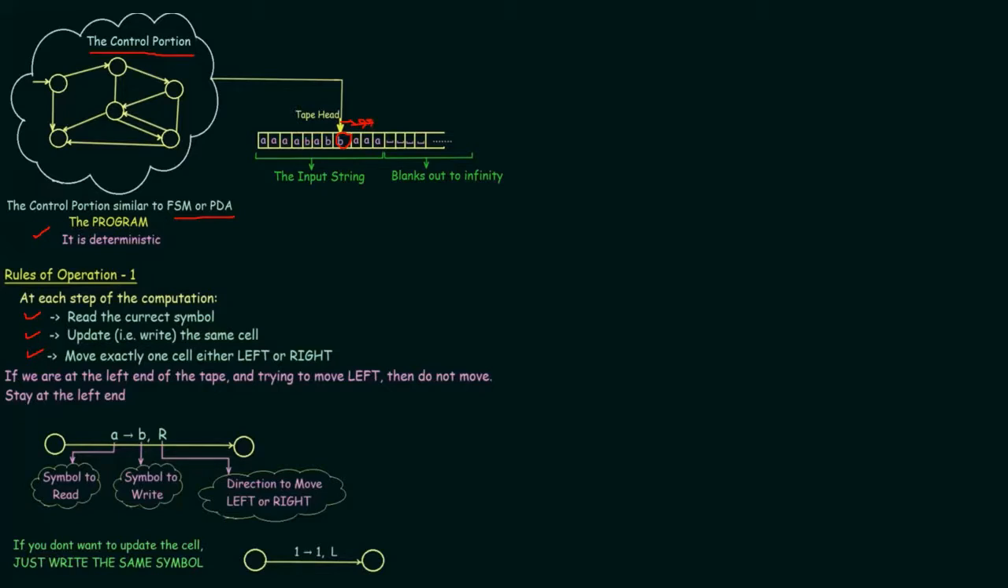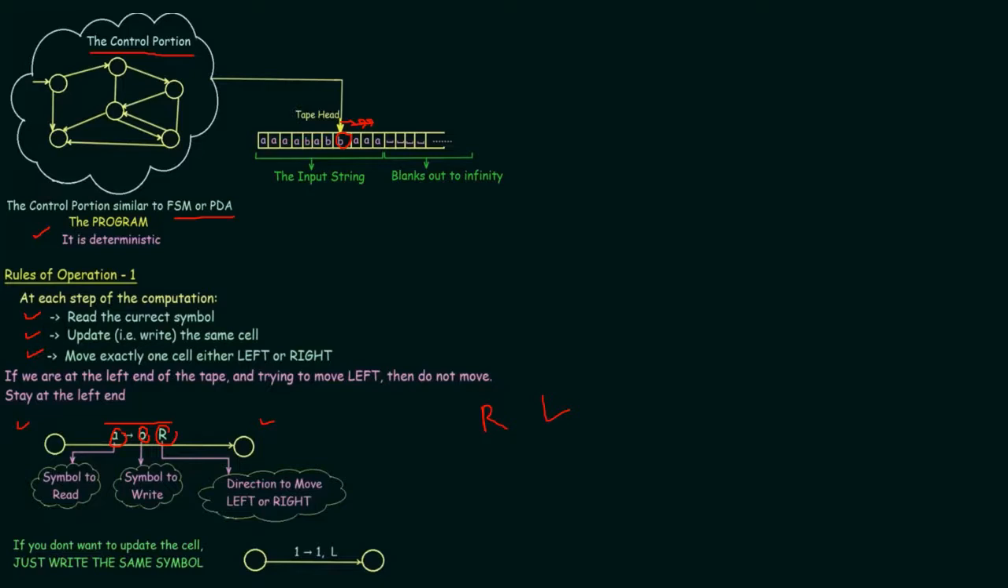What other thing we need to remember: this portion actually belongs to the control portion. In the control portion, as I said, we need to draw the transition diagram. How do we draw it? There will be two states, and the transition is going to happen in this format: A implies B, comma R. Now A is the symbol to read, B is the symbol to write, and R is the direction. If you are moving in the right direction, you place a capital R. If you are moving in the left direction, you place a capital L.